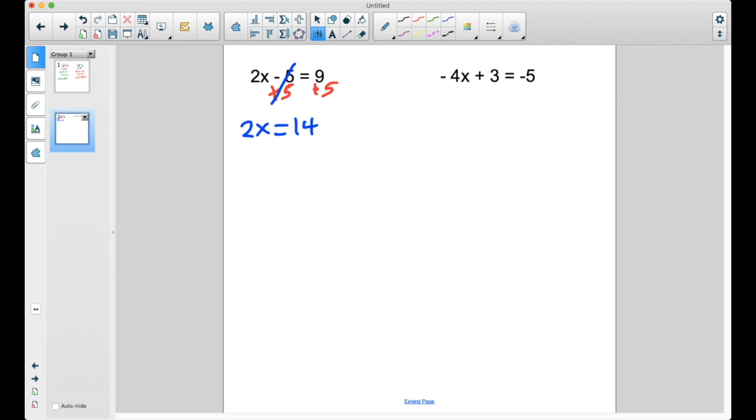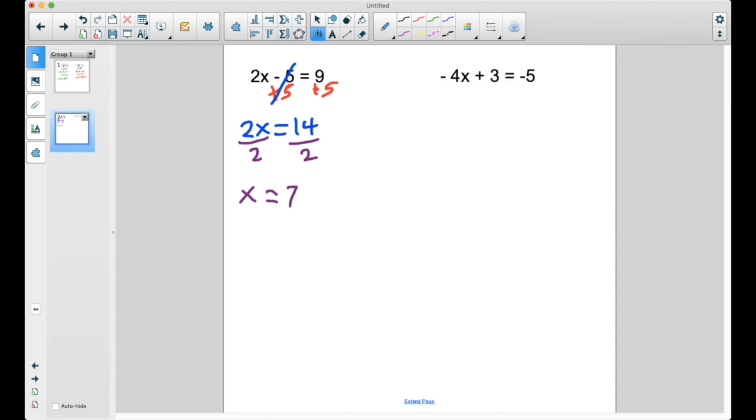Now this is where some people run into trouble. Remember that 2x essentially means that I have 2 x's, or in other words, 2 times x. So instead of having 2 times x, we're going to do the opposite operation of multiplication, which in this case is division. So we're going to divide the left side by 2, and then the right side by 2. 2x divided by 2 leaves us with x, and then 14 divided by 2 is equal to 7.